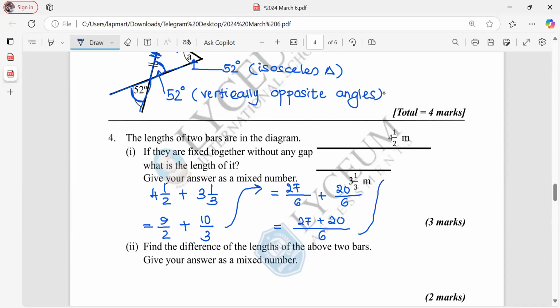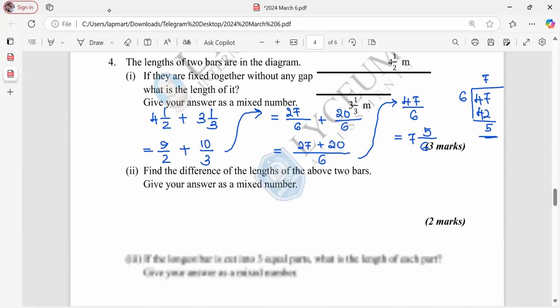So then we have 47 divided by 6. Then what we do, I divide 47 by 6. 6 times 7, 42, and 5 is the remainder. So then we can write 7 and 5/6 is the final answer. No need to draw the lines like that. So then the 7 and 5/6 is the final answer. So then we will move to the next one.